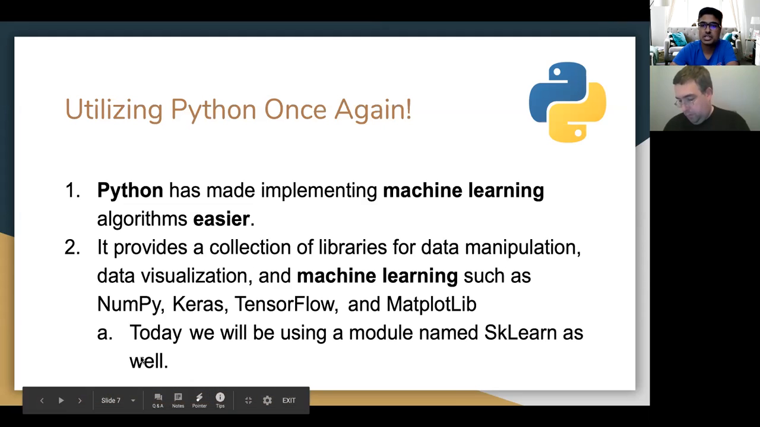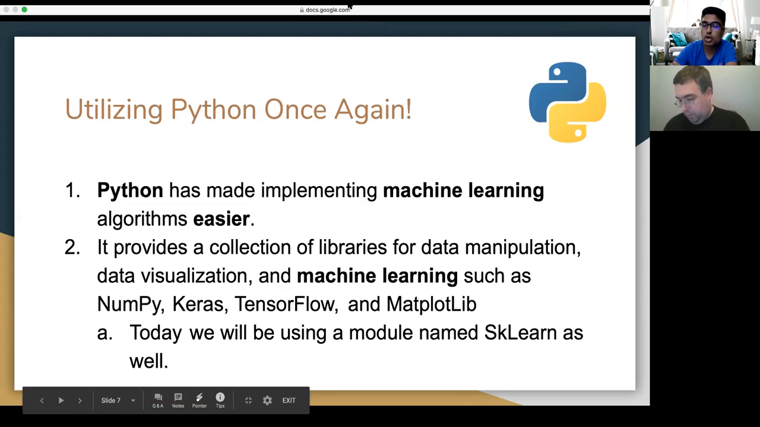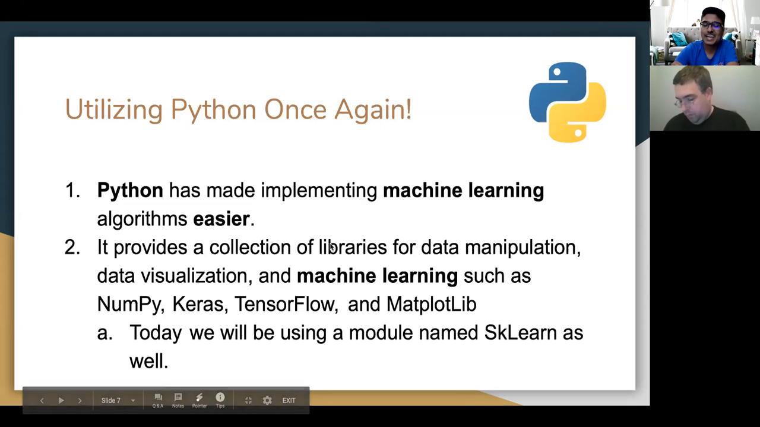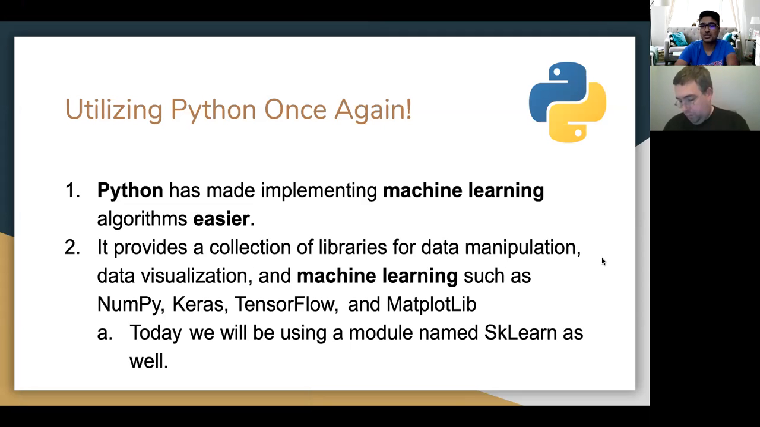And I got a little note here saying that we will be using a module called the sklearn module in order to get a data set. I'll be talking about more of that today, but just to give you a quick hint and preview of what we will be going through today.